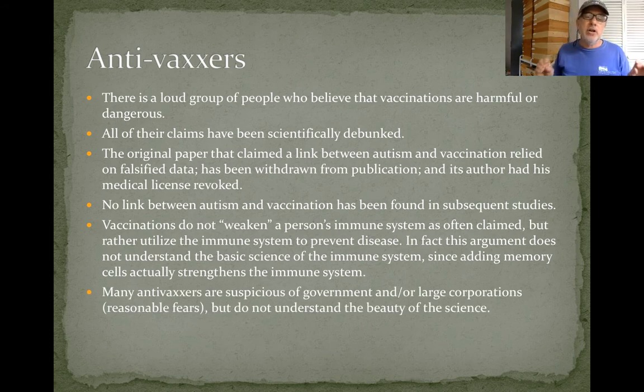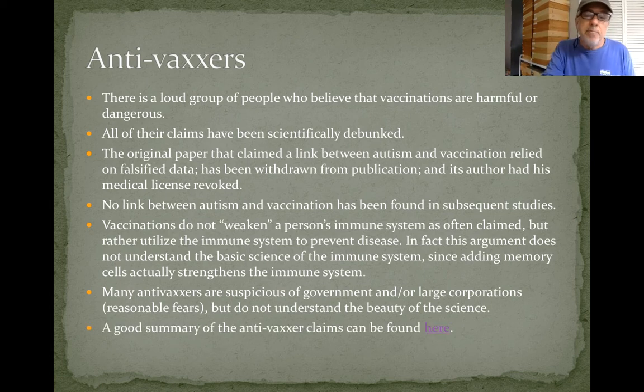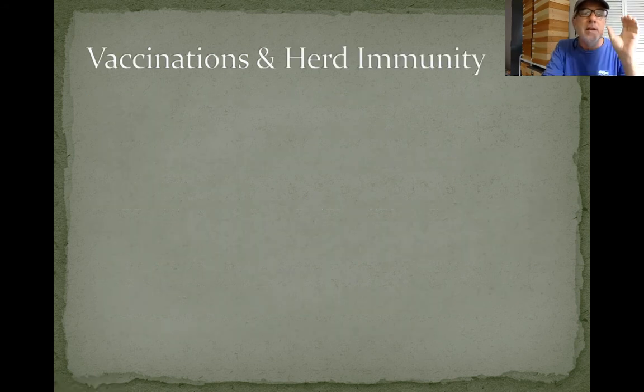Many anti-vaxxers are suspicious of government and or large corporations, which personally I think are reasonable feelings, but they don't frankly understand the beauty of the science and what's going on here. And they're responding to bad government and the sort of normal actions of large corporations in an unreasonable way. And I've provided you with a website where you can find a good summary of anti-vaxxer claims. So click on that if you're interested in learning more about that.